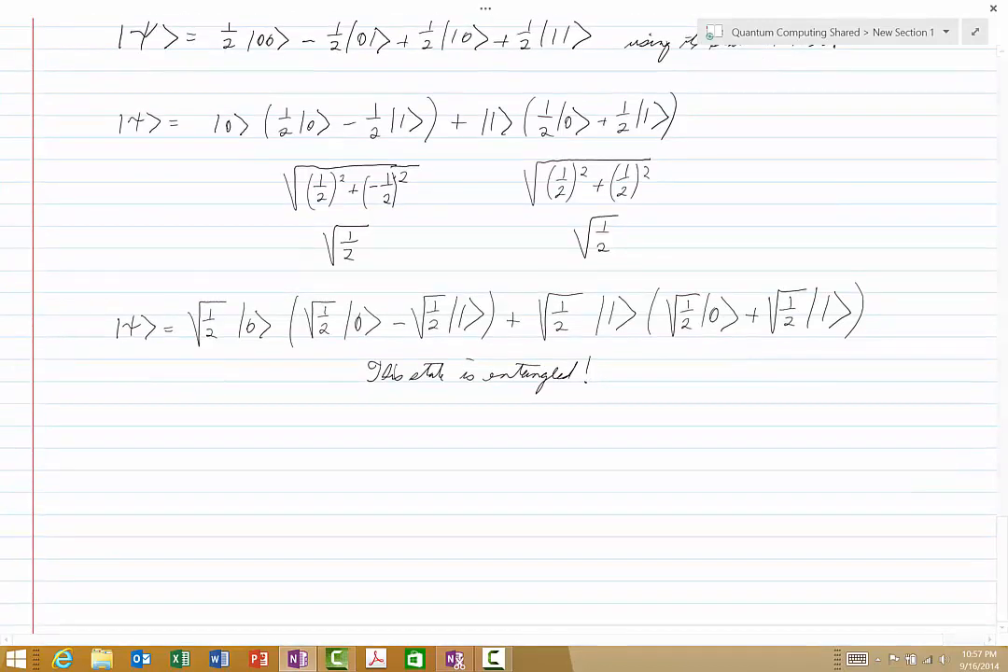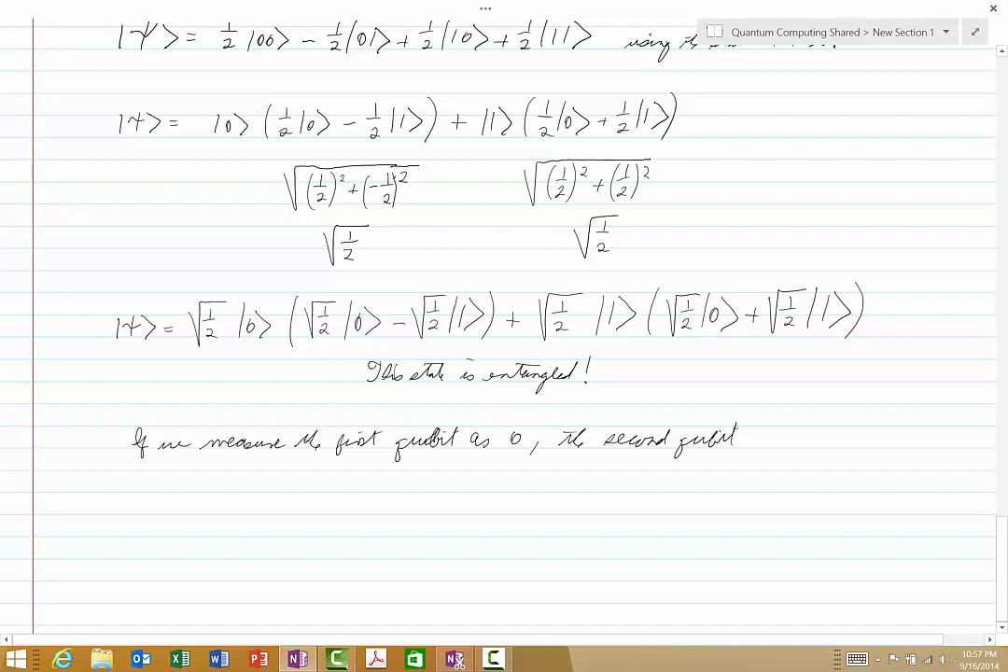And furthermore, if we measure the first qubit as 0, the second qubit must be square root of 1/2 0 minus the square root of 1/2 1.